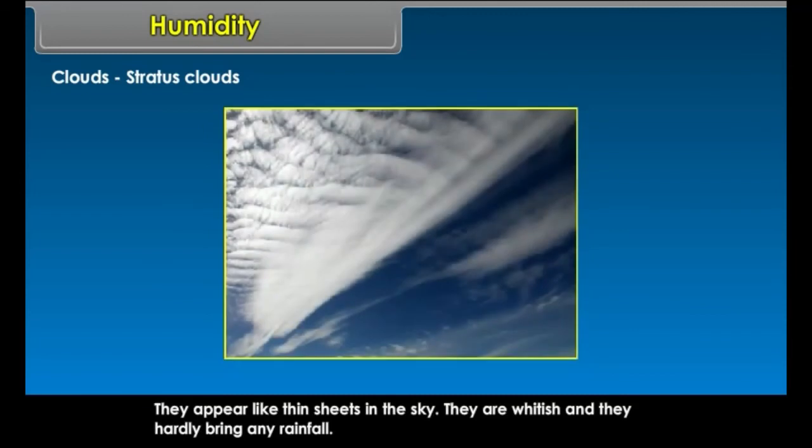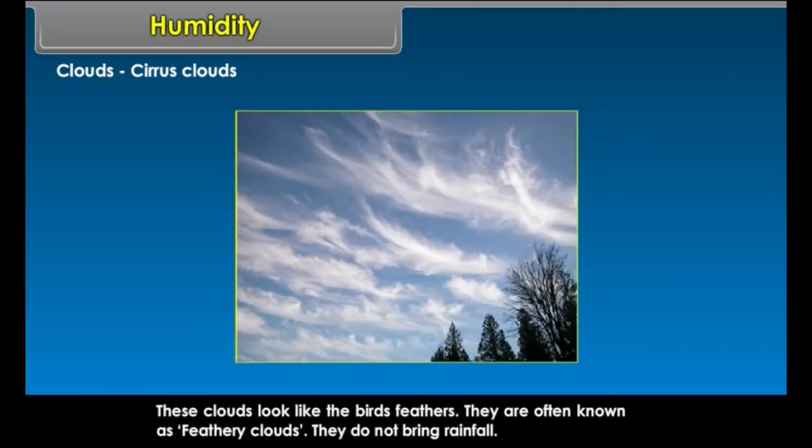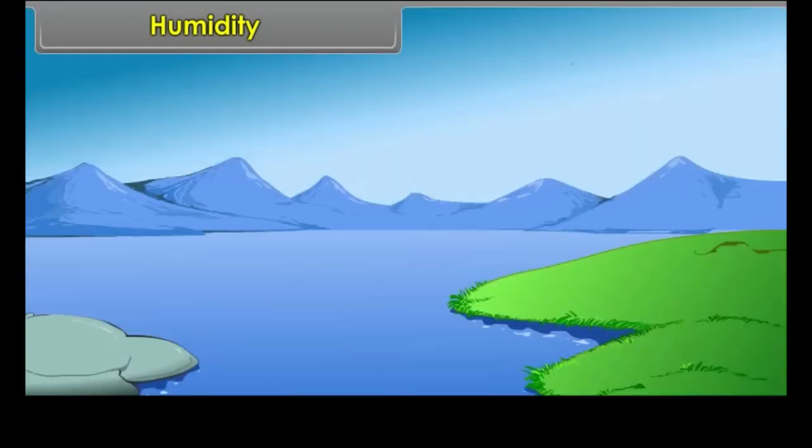Stratus Clouds. They appear like thin sheets in the sky. They are whitish and they hardly bring any rainfall. Cirrus Clouds. These clouds look like the bird's feathers. They are often known as feathery clouds. They do not bring rainfall.